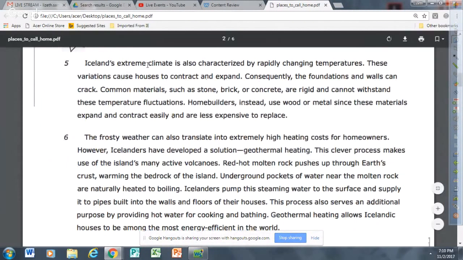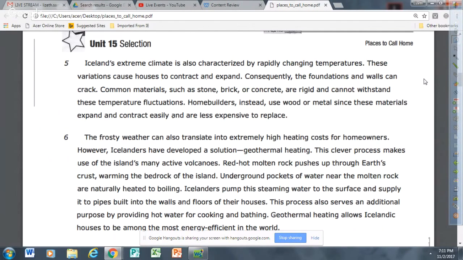Iceland's extreme climate is also characterized by rapidly changing temperatures. These variations cause the houses to contract and expand. So when things are hot, maybe it'll contract, but when they get cold, think of water and ice. The ice expands, that liquid expands into a solid, right? It breaks it. That causes the houses to do that. So consequently, foundations and walls can crack.